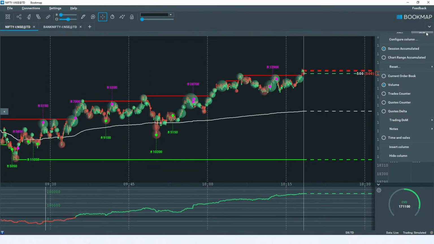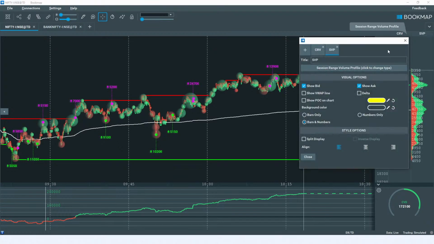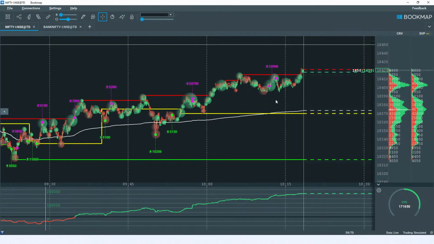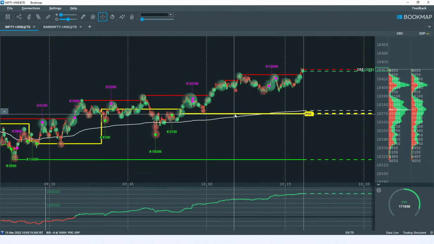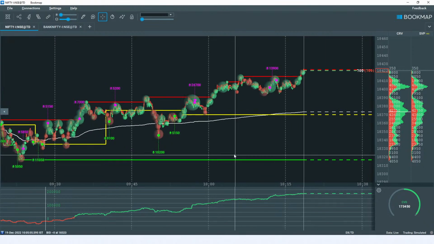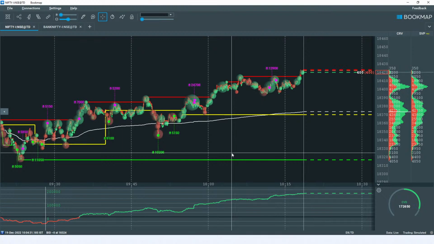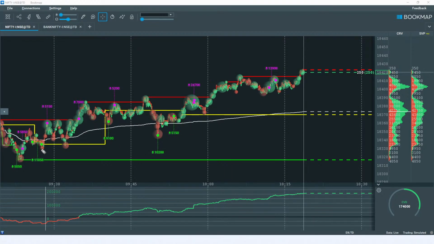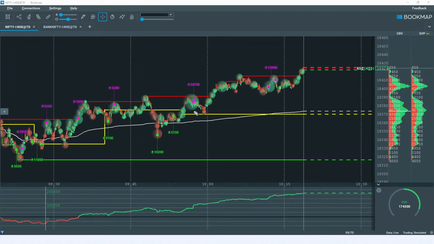If you right click on the session volume profile and configure it, you will see there is an option to enable point of control, shown as a yellow line. Right now, whatever we are seeing here is the enabled point of control. We will start from the point of control. First, if you notice the difference, the point of control is continuously varying compared to the past levels. So we will compare it with the past levels of the point of control.